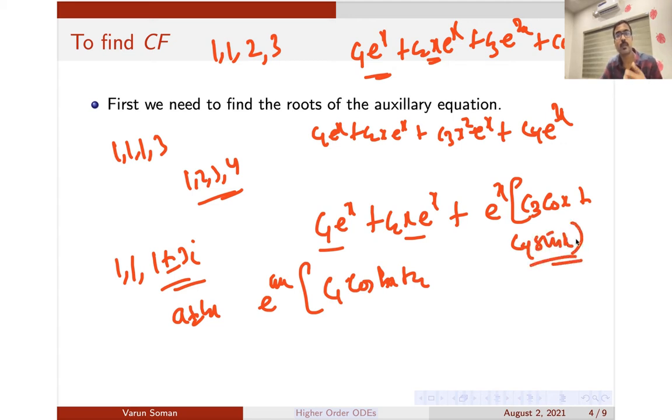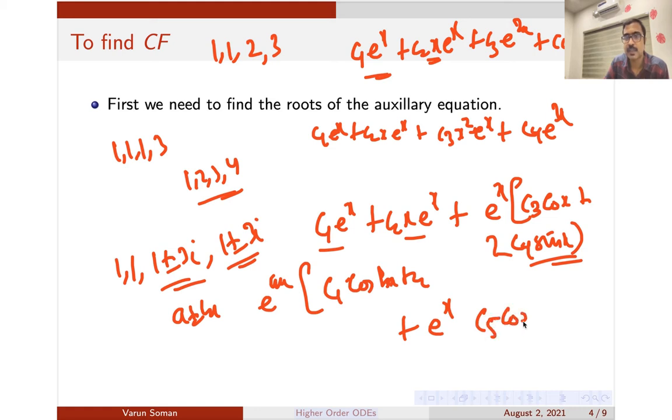Suppose your complex roots are being repeated. So your 1 plus or minus 3i has been repeated 2 times. In that case, first you will write c1 e raised to x, c2 x e raised to x, this one is there. Again one more factor of this will be there, that is e raised to x into c5 cos x plus c6 sin x, but there is a possibility of these two factors combining.